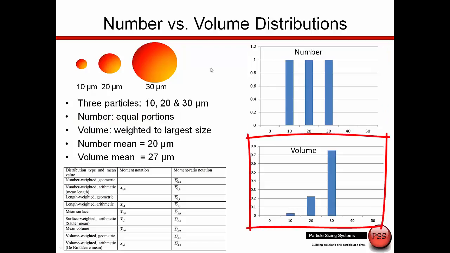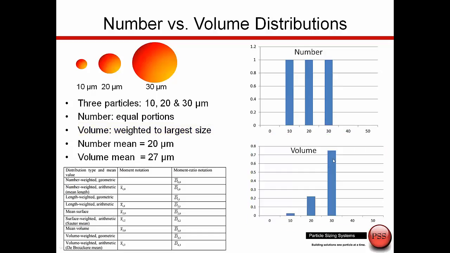So we see an equal weighting at all those sizes. But now if we add up the total volume of all these particles, and then we proportion here in the volume distribution what percent of the total comes from each of the three sizes, we see that over 70% of the total comes from the 30 micron particle. So volume distributions are always weighted to the larger size than number distributions. Calculating the average here seems very easy. It should be 20 microns, but that's using an arithmetic mean.